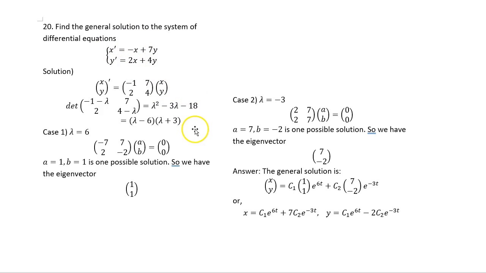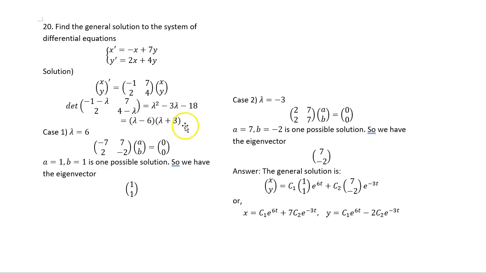Now, to solve this, you need to know the eigenvalues and eigenvectors of this coefficient matrix. So let's do that. How do you do it? You subtract lambda from the diagonal, and you take the determinant. Determinant gives you something like this. You have to do AD minus BC, right? This times this minus this times this.